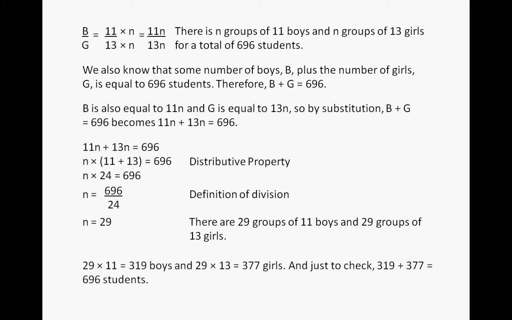And if we want to find out how many boys and how many girls we have, we just multiply. 29 groups of 11 boys would be 319, and 29 groups of 13 girls would be 377. And if you wanted to check that, then 319 plus 377 is actually 696.